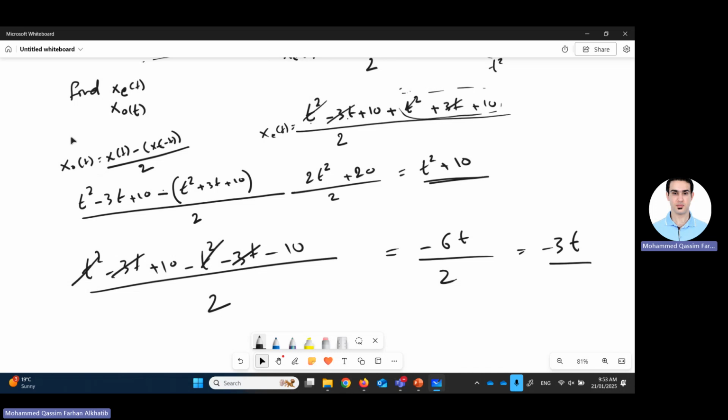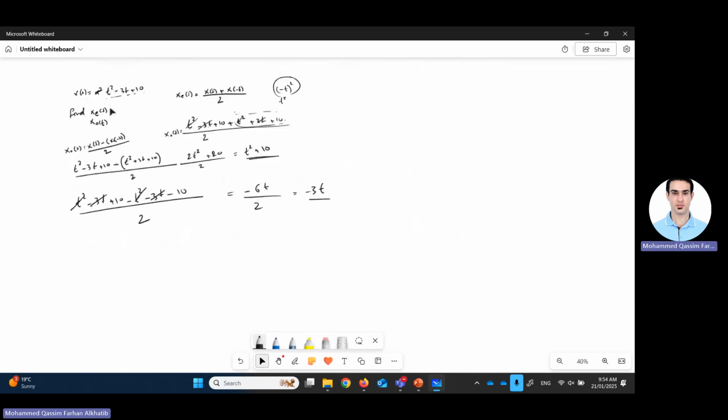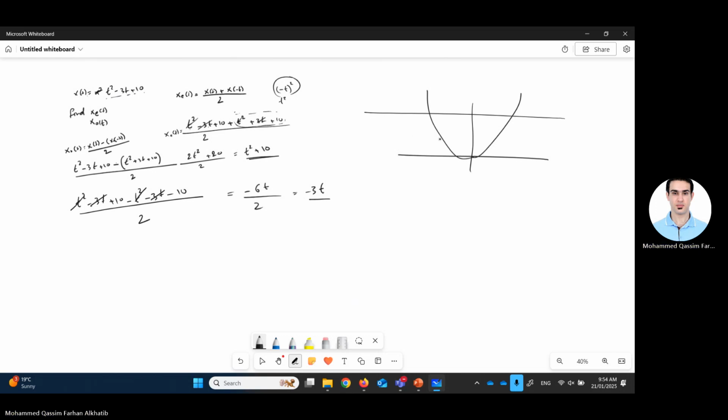And if you go up, that's the function here. Actually, from the look of this function, t squared, how to draw it? So that's even. 10, that's even. Now the negative 3t, it's something like this. A decaying function passing through the 0, that's the negative 3t. That's the odd part.